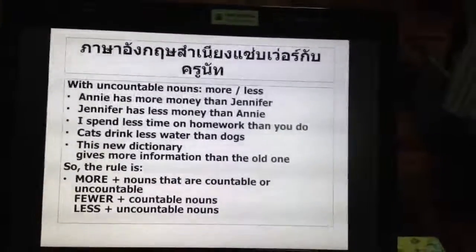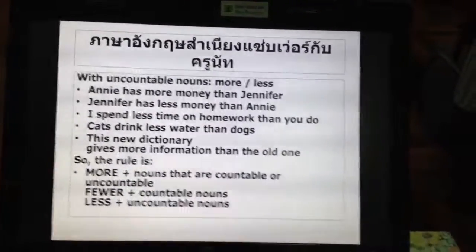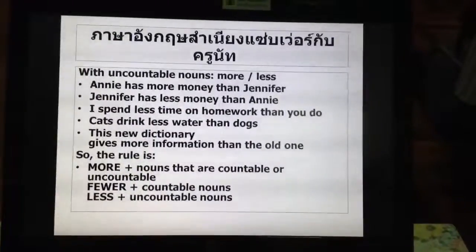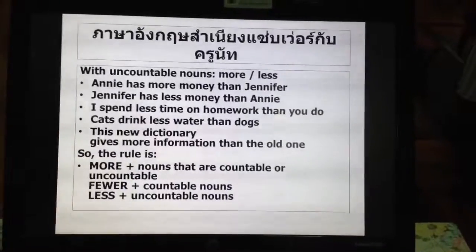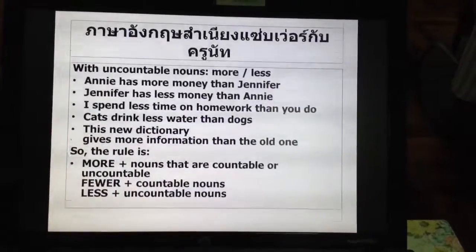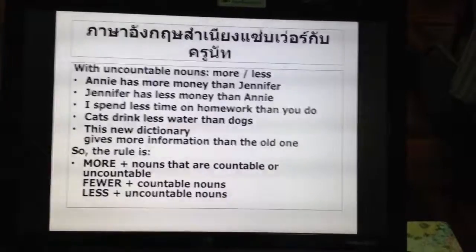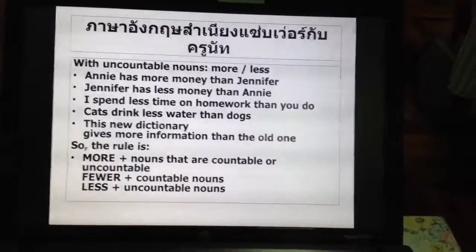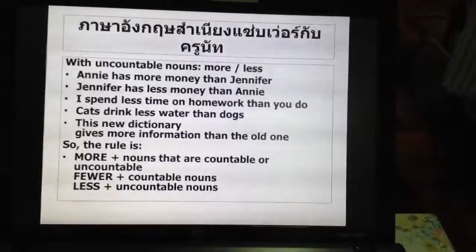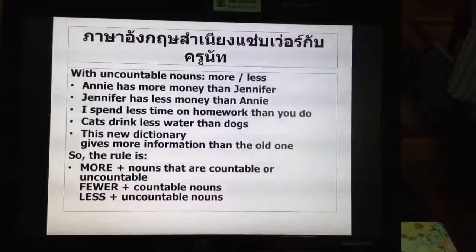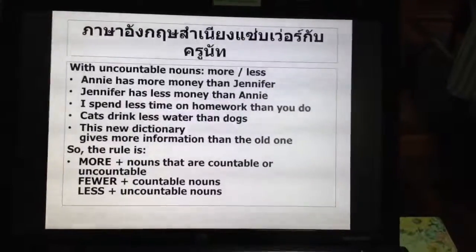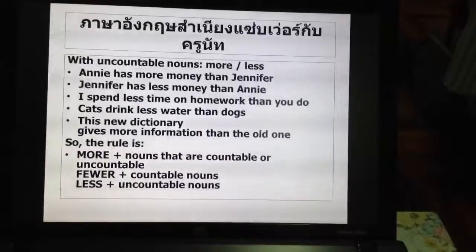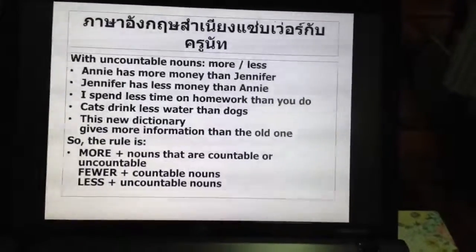With uncountable nouns, more or less. Annie has more money than Jennifer. Jennifer has less money than Annie. I spent less time on homework than you do. Cats drink less water than dogs. This new dictionary gives more information than the old one. So the rule is: more plus nouns that are countable or uncountable. Fewer plus countable nouns. Less plus uncountable nouns.